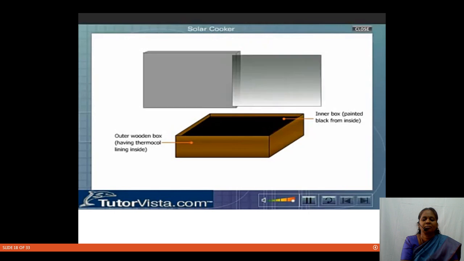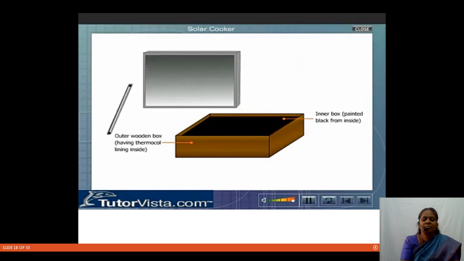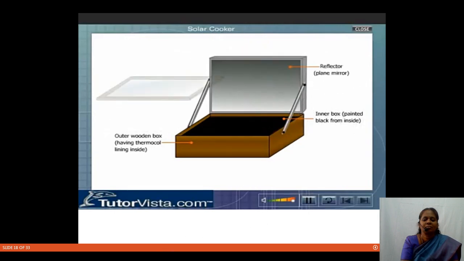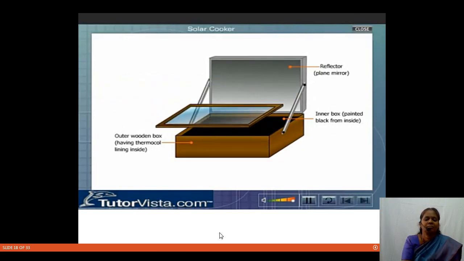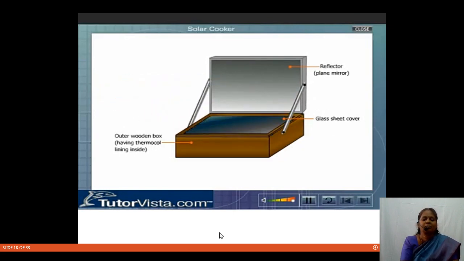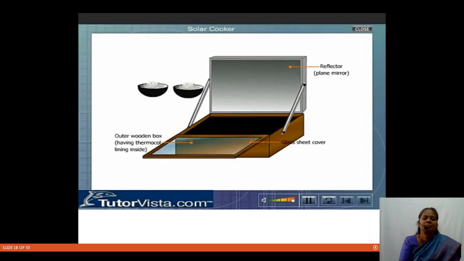Now fix a mirror to the lid and, with the help of the hinges, fix the lid to the wooden box. Now cover the box with a glass sheet. The glass sheet helps in trapping the heat radiations. The mirror helps in concentrating light rays into the box. Now this solar cooker can be used to cook food. Paint the containers in which you wish to cook black from outside. Place these containers filled with food items inside the box.